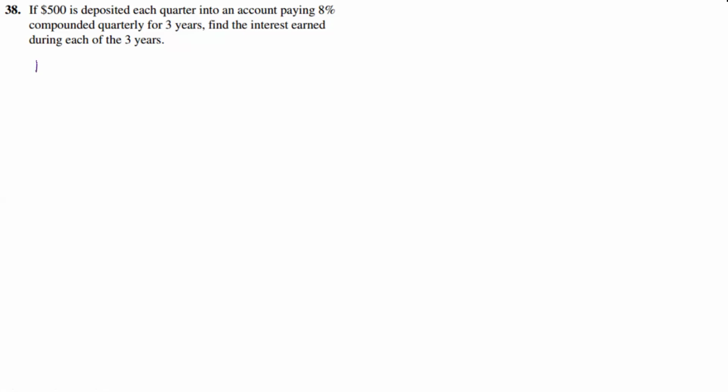So the first year, what's going to happen is our future value is going to be what? Well, it's going to be 500 times the quantity 1 plus 0.08, now we're doing it quarterly so over 4, to the 4 times 1, and then minus 1. And then that's all over our rate, which is 0.08 over 4. And so let's see what that gives us for calculation.